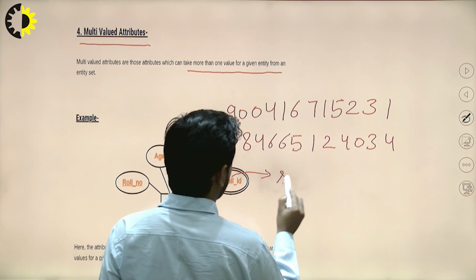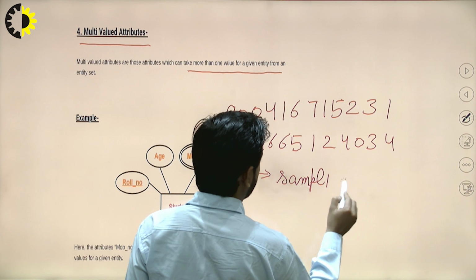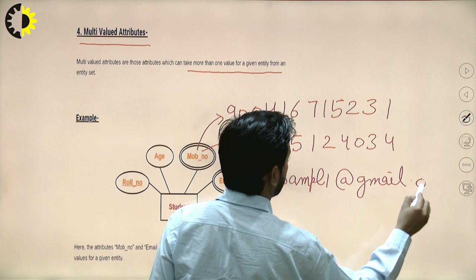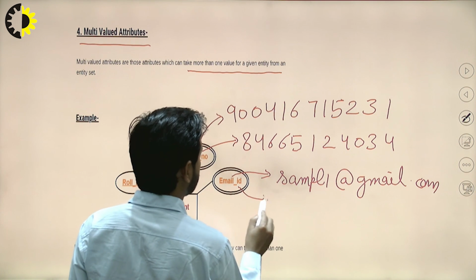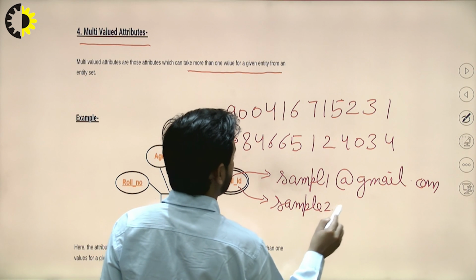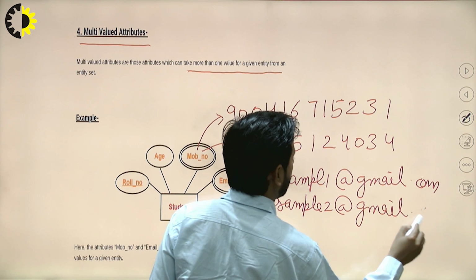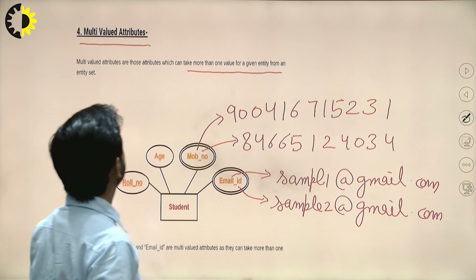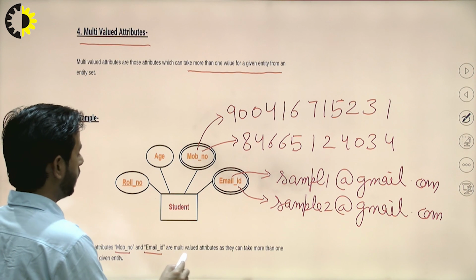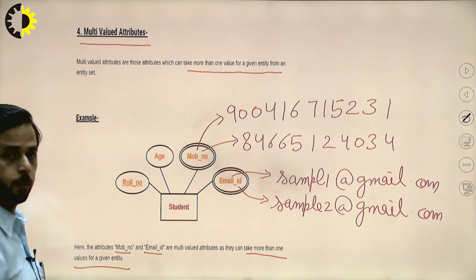Suppose one is sample1@gmail.com, and it can have another email ID, suppose sample2@gmail.com. So a person can have two email IDs also. So these are the multi-valued attributes. So mobile number and email are multi-valued attributes, as they take more than one value for a given entity.